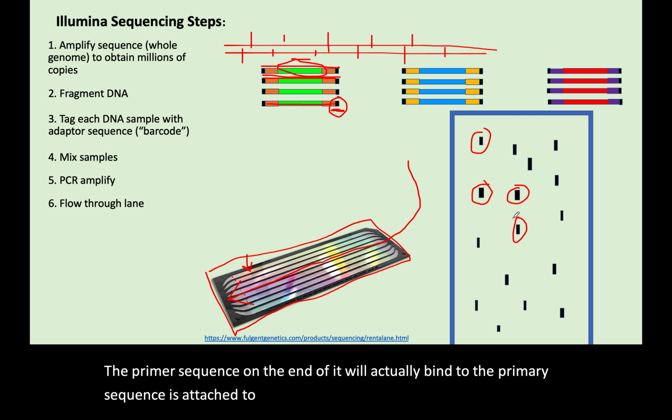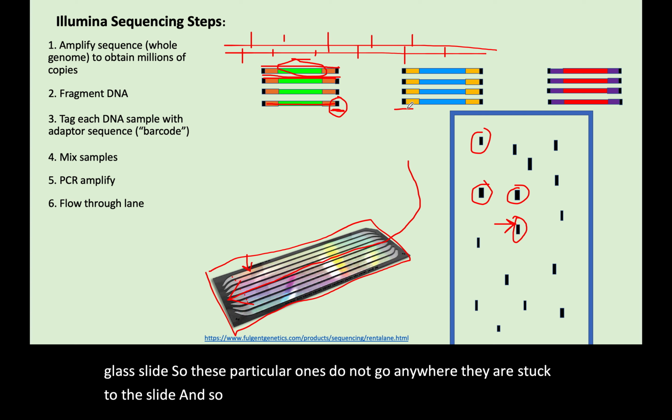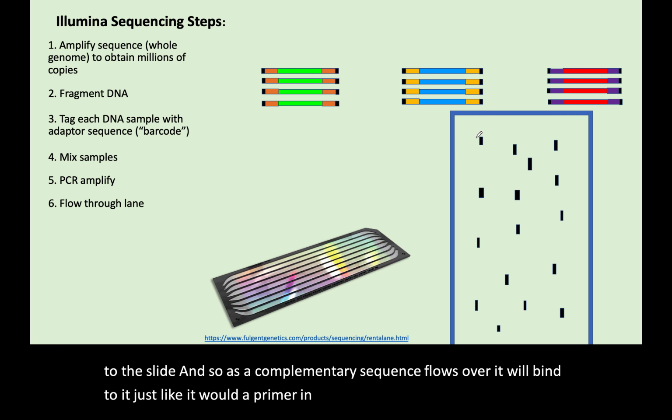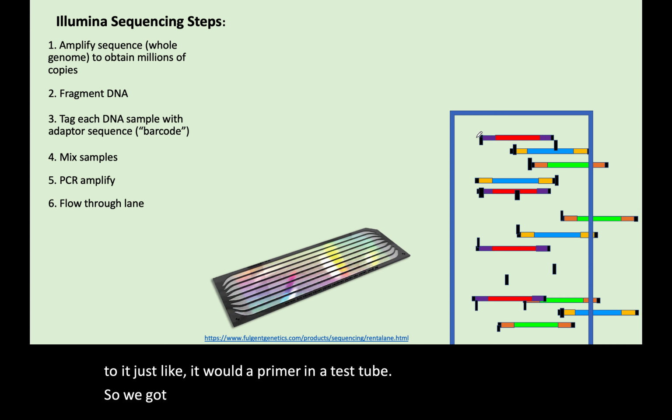These are covalently bonded to the glass slide. So these particular ones do not go anywhere. They are stuck to the slide. And so as a complementary sequence flows over it, it will bind to it just like it would a primer in a test tube. So we got that. So that's sort of what it looks like.